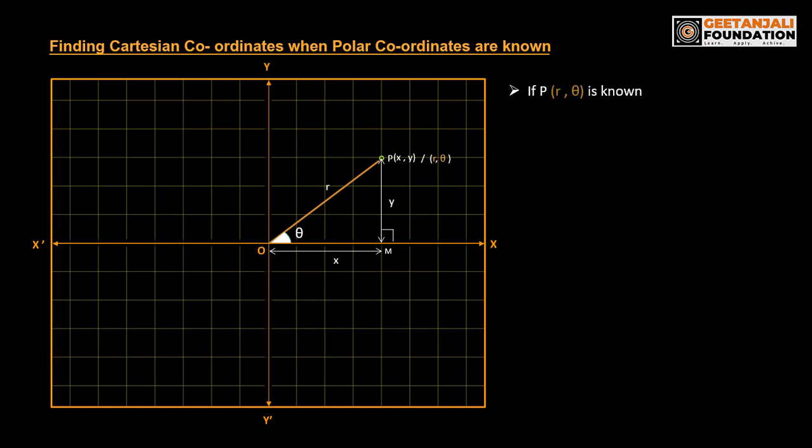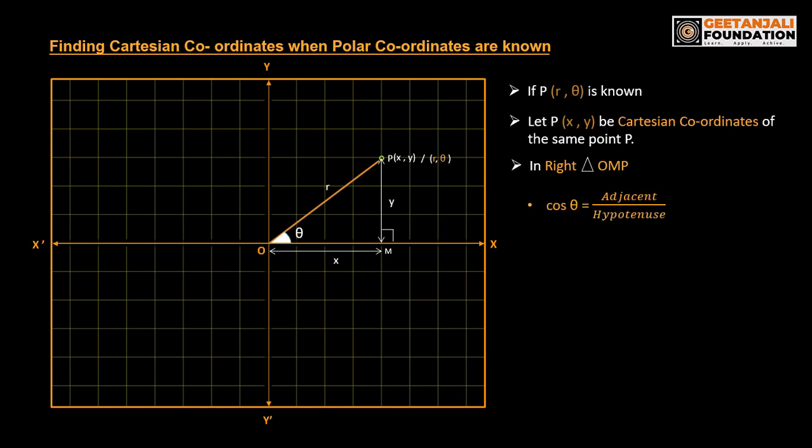Let's say we know its polar coordinates, r theta. Now we want to find its Cartesian coordinates, that is the value of x and y. As we can see here, both of these refer to the same right triangle OMP. So with the help of trigonometric ratios, we can establish a relation. The trigonometric ratio cos theta is equal to adjacent upon hypotenuse. So in this right triangle OMP, cos theta would be equal to x upon r, which we can also write as x is equal to r cos theta. So if we substitute the value of r and theta here, we can find the value of x.